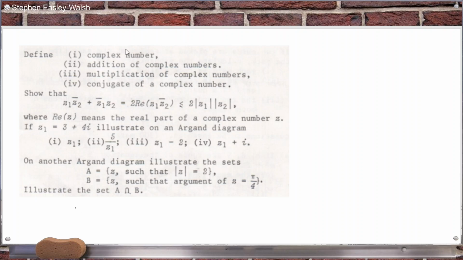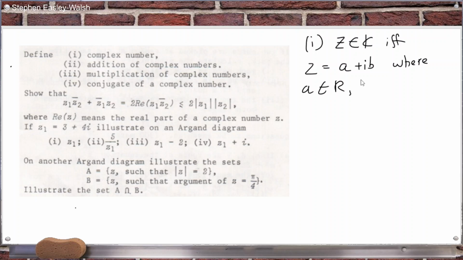Define complex numbers. Z is a complex number if and only if Z is equal to A plus iB, where A is real, B is real, i is not real, and i squared is equal to -1.